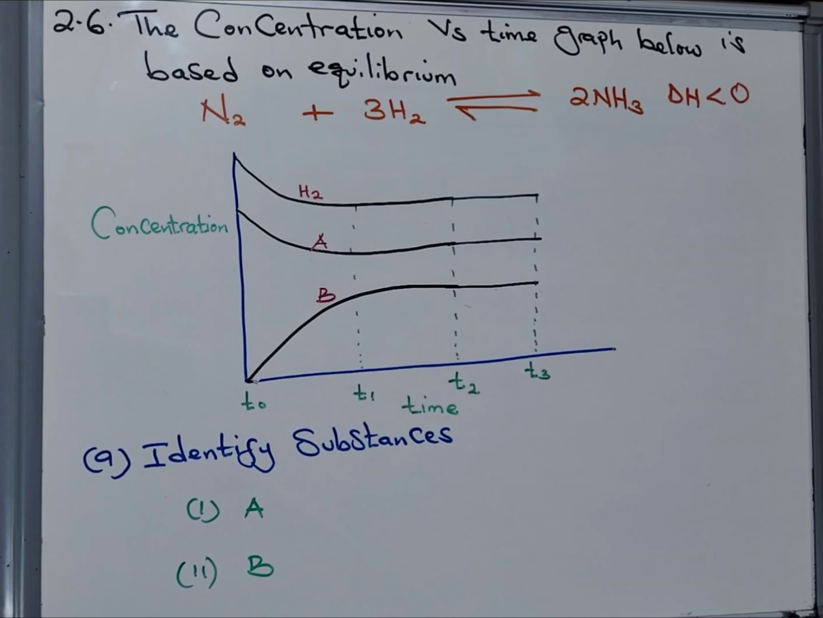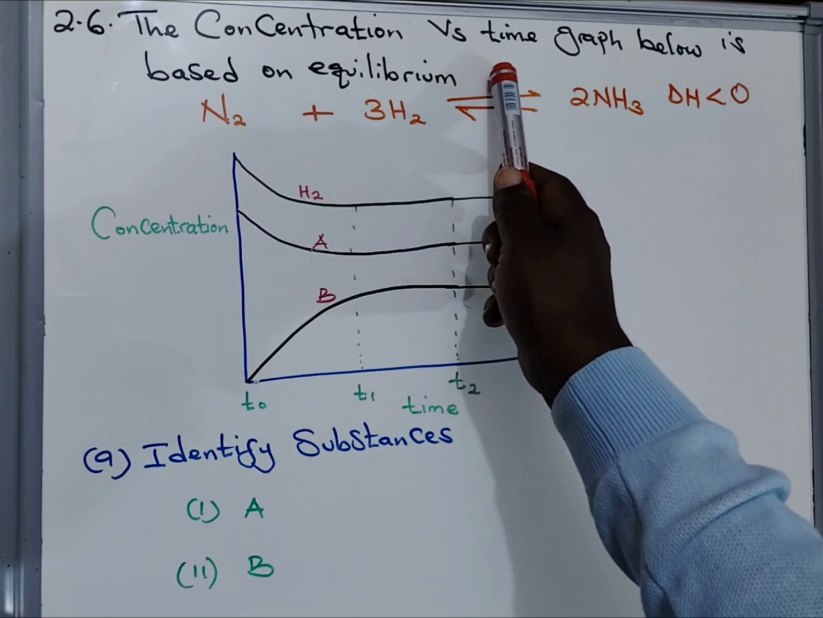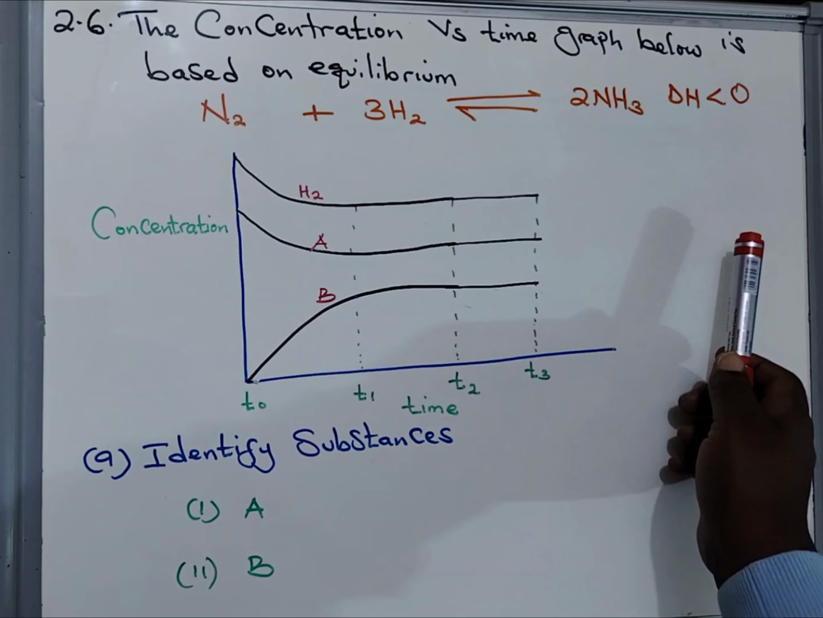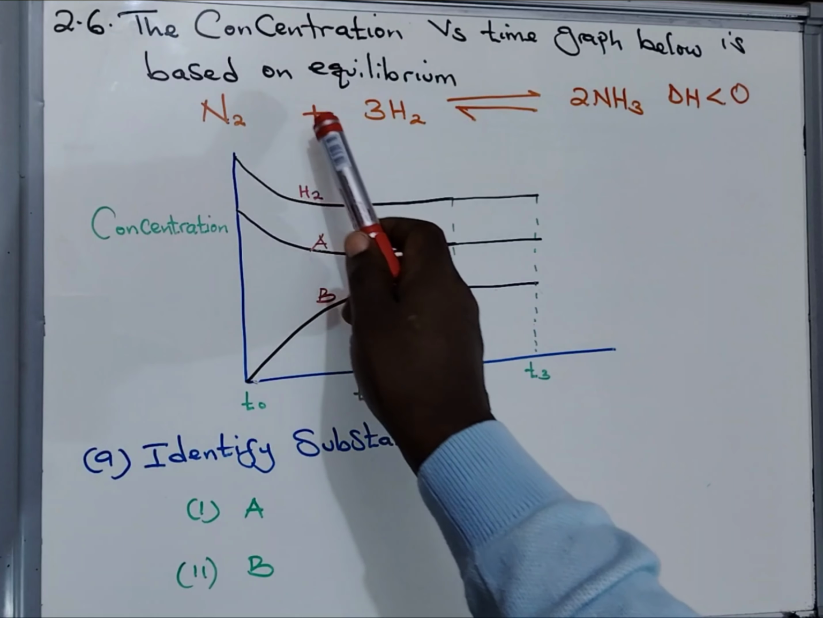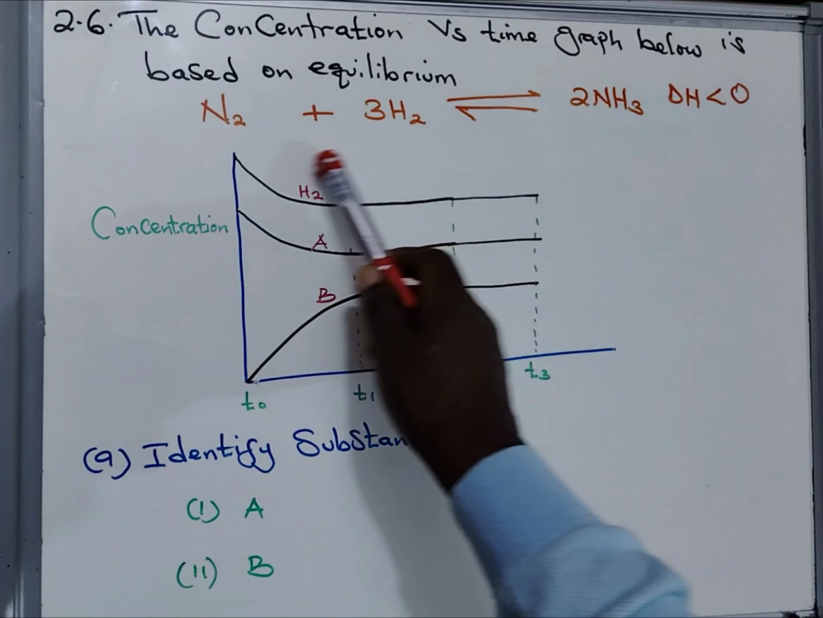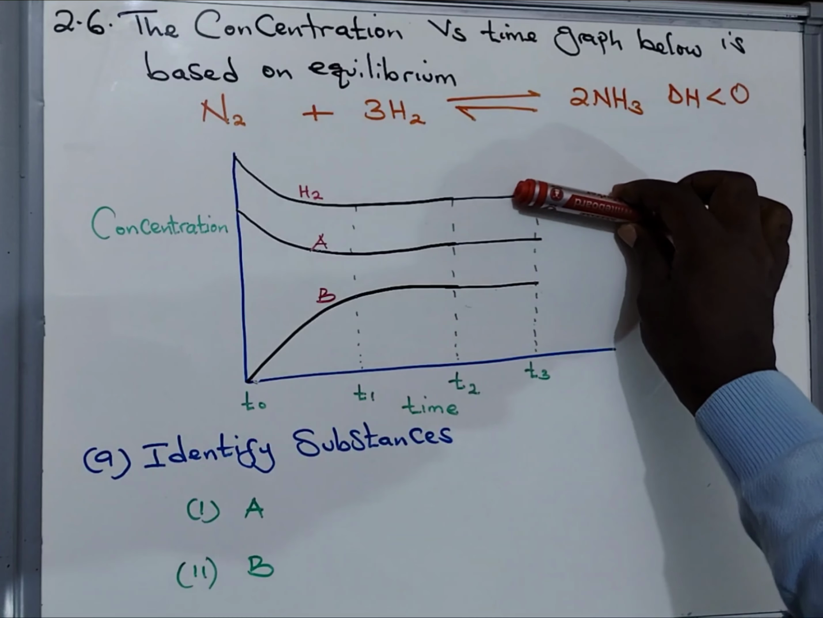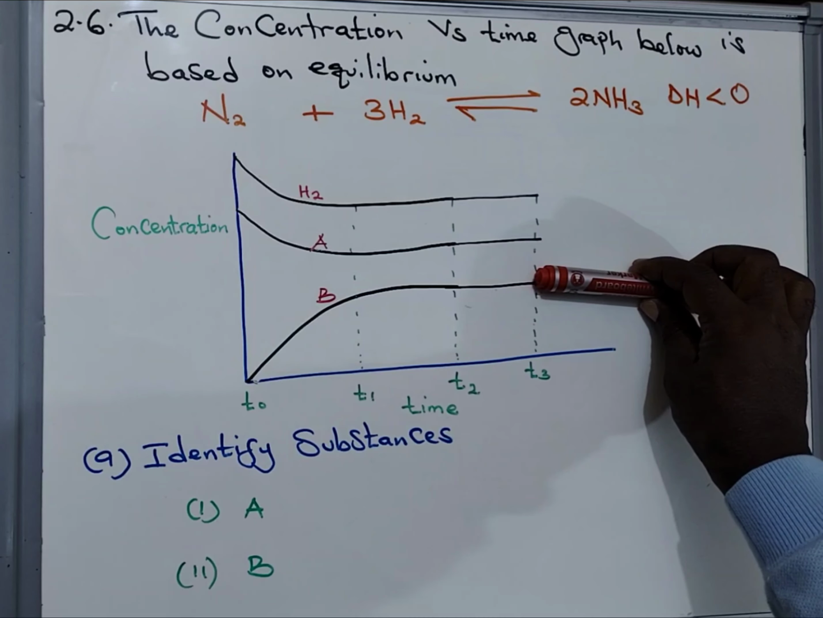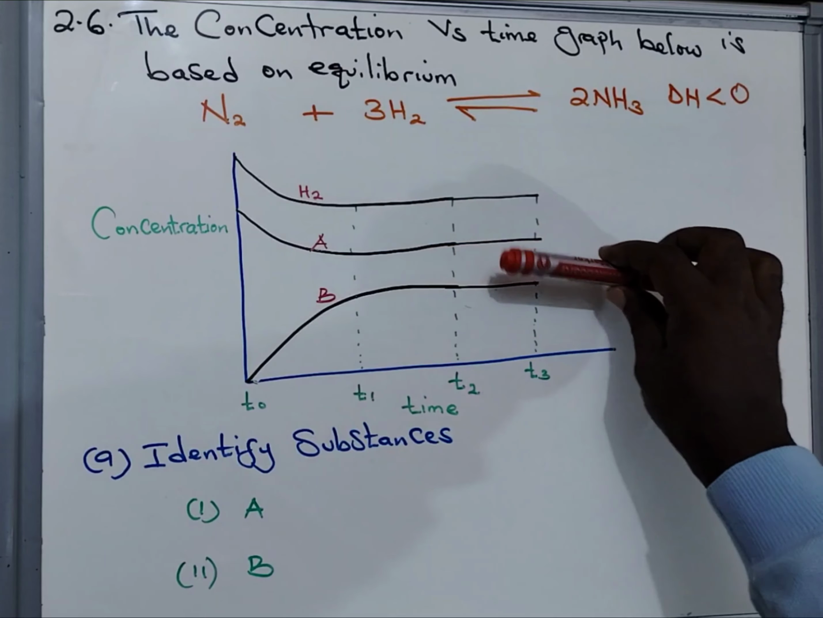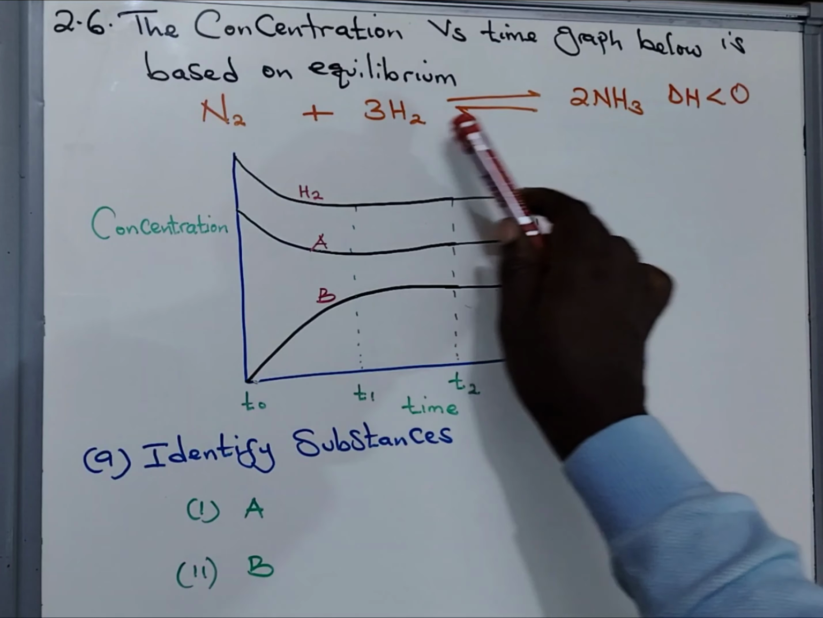Yeah, then comes this question. It says that the concentration versus time graph below is based on the equilibrium, and this is the equilibrium. And they say identify substances A and B. So we have the components here. One of this graph is for one of these, 1, 2, 3.